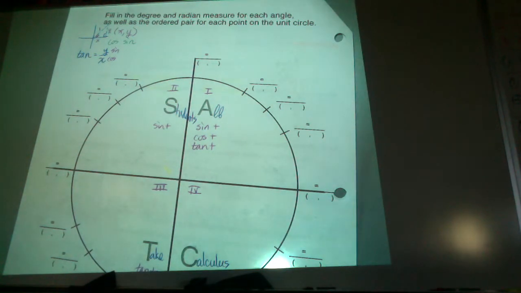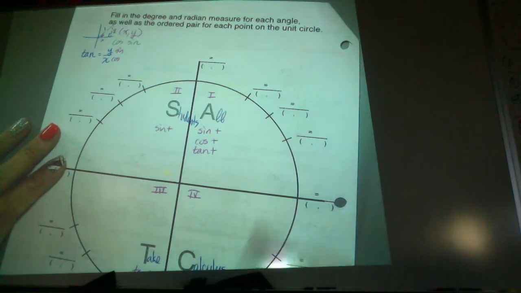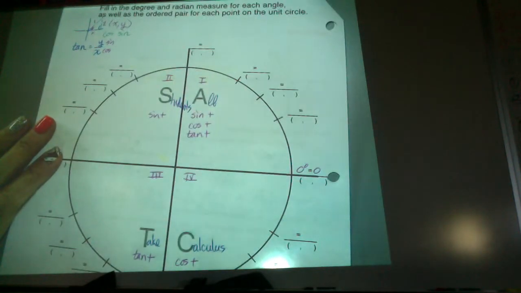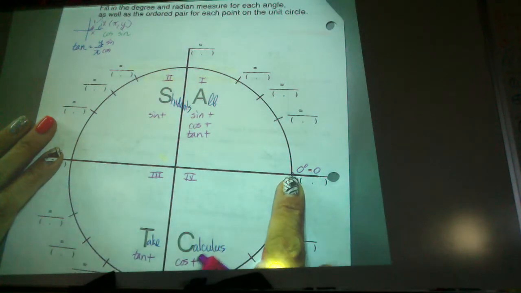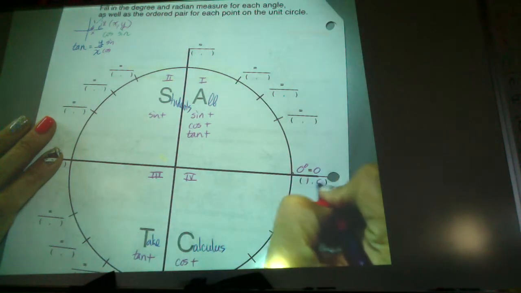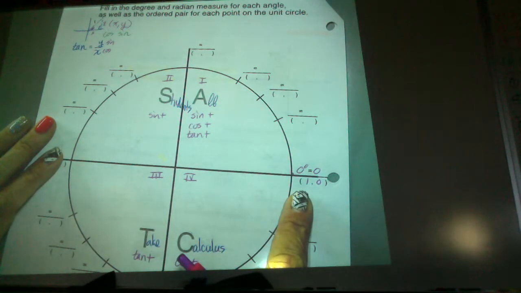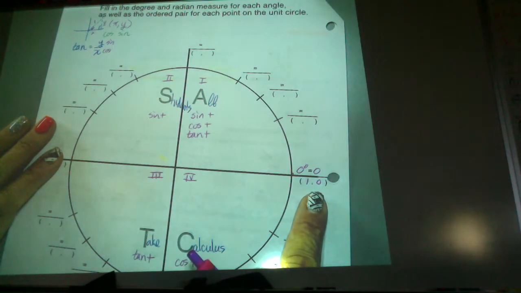All right, so let's start off here at 0 degrees, which is 0 radians. What is this ordered pair right here if my radius is 1? I go right 1 and up 0. So isn't it 1, 0? So that means the cosine at 0 degrees is 1. The sine at 0 degrees is 0.